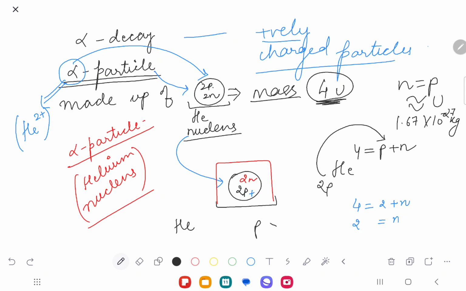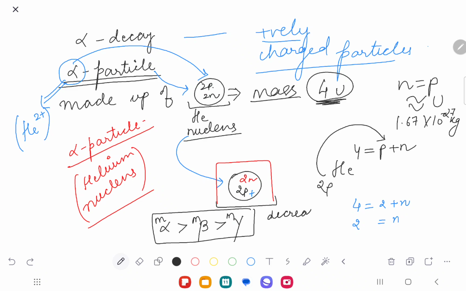Both protons and neutrons are extremely heavy particles, important heavy particles we have. You have to be very clear with the fact that alpha particles are the heaviest, followed by beta particles, and then definitely gamma particles are massless. So the mass of alpha, beta, and gamma particles is arranged in this decreasing order. So this is alpha decay.